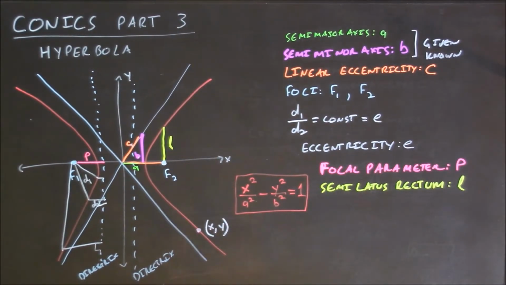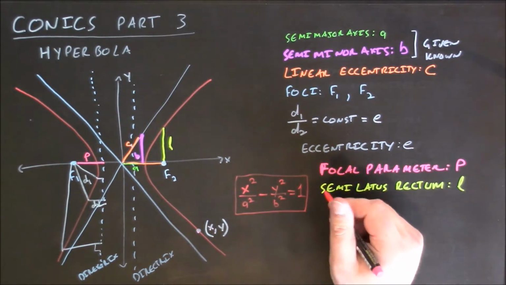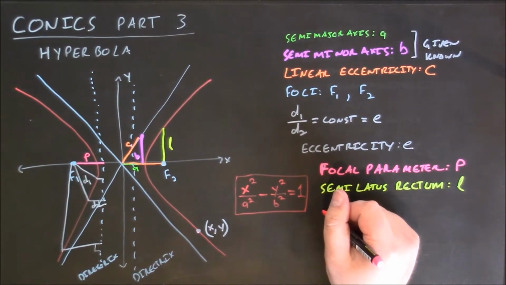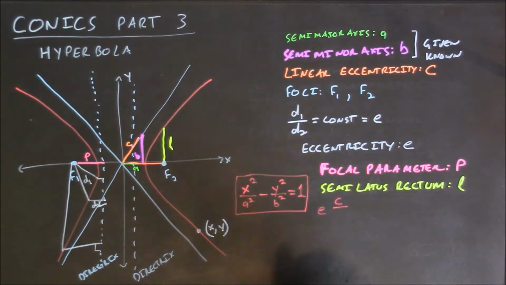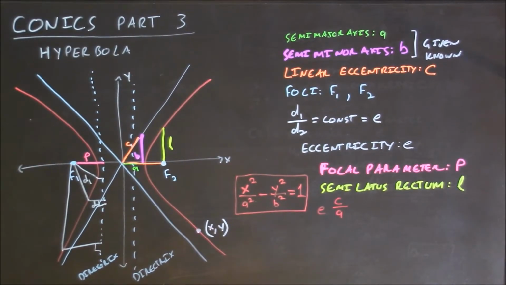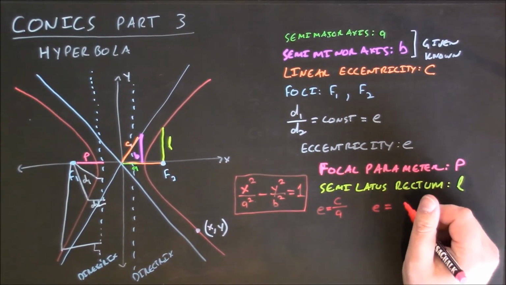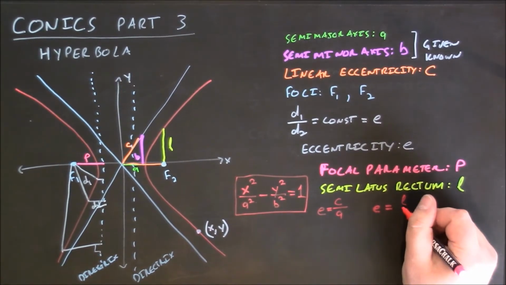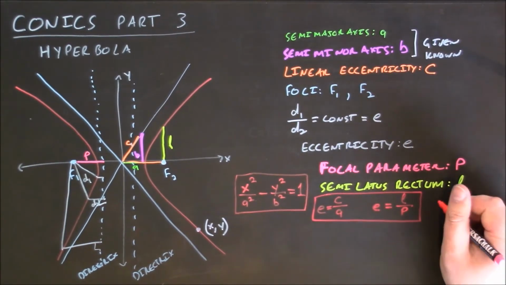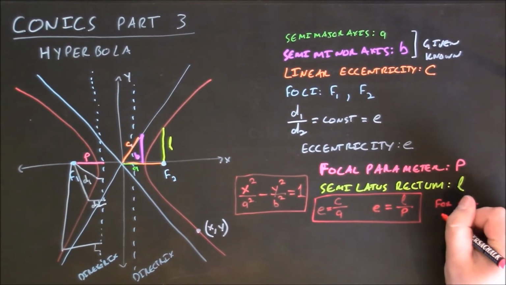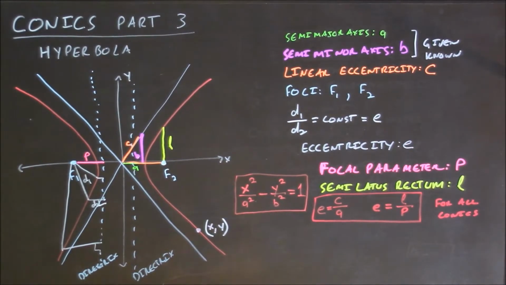And we're about to use it to help get equations for some of these other parameters. First, while defining these equations, let's start with two equations that are common to all conics. This is the equation for the eccentricity as a ratio of the linear eccentricity to the semi-major axis, and that the eccentricity is also equal to the length of the semi-latus rectum over the focal parameter. Now these are true for all conics, and we're about to use them to get some new equations.